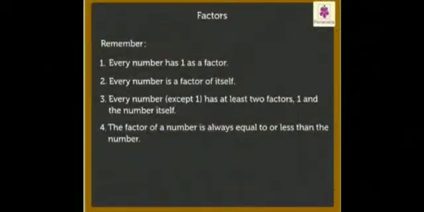Look here, we want to remember these things. First, every number has one as a factor. Second, every number is a factor of itself. Third, every number except one has at least two factors, one and the number itself. The factor of a number is always equal to or less than the number. These are the properties of factors.